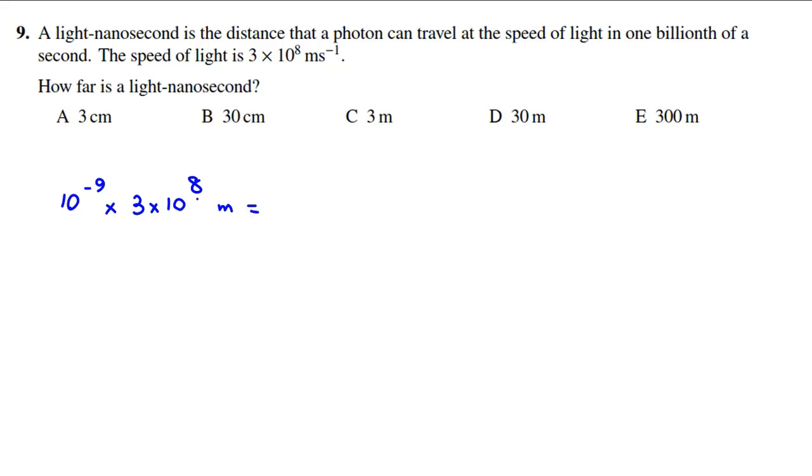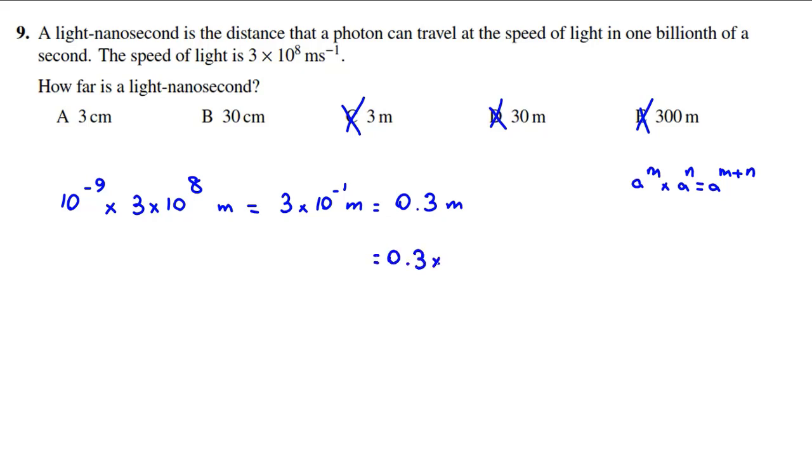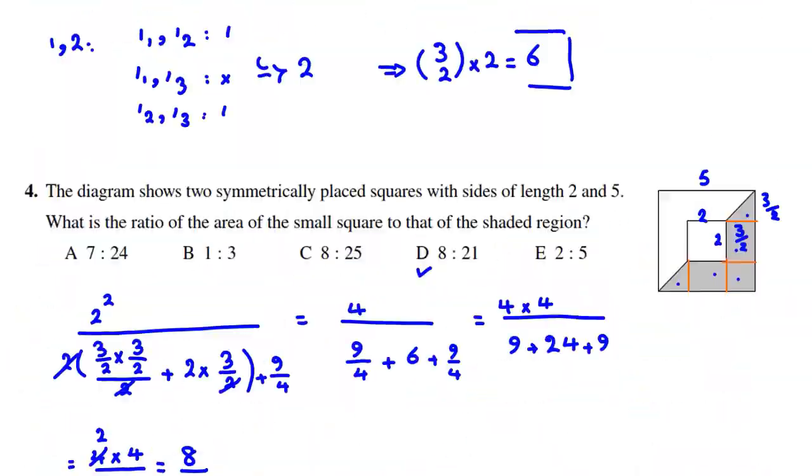So let's see. It will be 3 times 10 to the negative 9. We know that a to the m times a to the n equals a to the m plus n. So 10 to the 8 times 10 to the negative 9 is 10 to the negative 1 meter. So it will be 0.3 meter. As you can see, we don't have this, so this choice will be rejected. These two choices are centimeters. Each meter equals 100 centimeters, so it will be 30 centimeters. So the answer is choice B. Okay, this problem was easy, so let's solve the next problem.